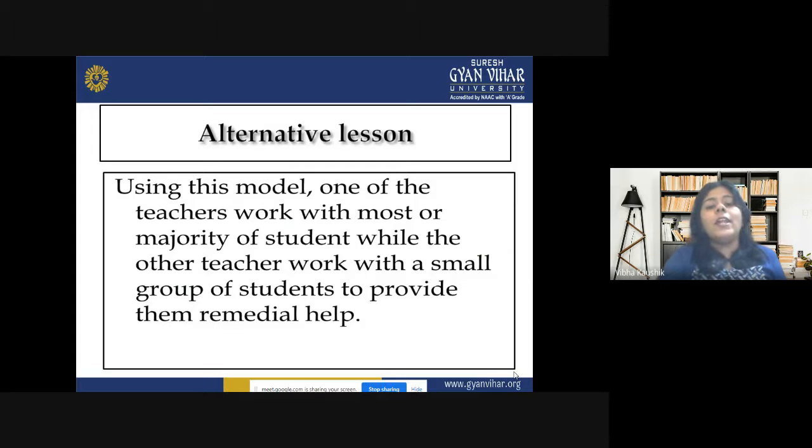Now, alternative lesson. Using this model, one of the teachers works with most or the majority of students, while the other teacher works with a small group of students to provide them remedial help. Means one teacher is working with the maximum number of students at a particular time, while the other teacher is working with a small group so that they can provide them remedial help.